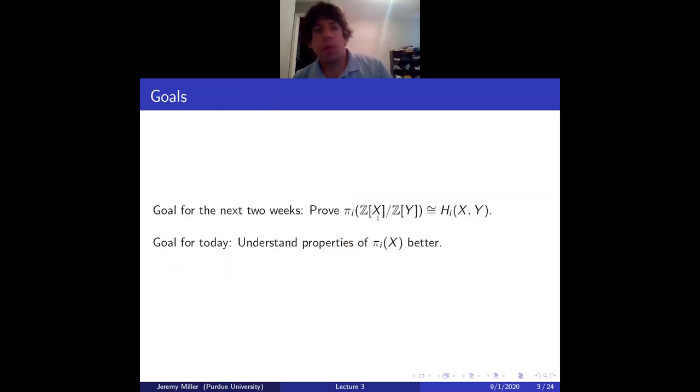Okay. Yeah, so the goal for the next 2 weeks, or maybe slightly less, is to prove that the homotopy groups of the free abelian group on a space modulo the free abelian group on a subspace is just relative homology. And the goal for today is to just understand homotopy groups better. And the goal for Thursday's class is to do the same thing except with fibrations and fiber bundles and covering spaces. And everything I talk about today will be in chapter 4 of Hatcher.